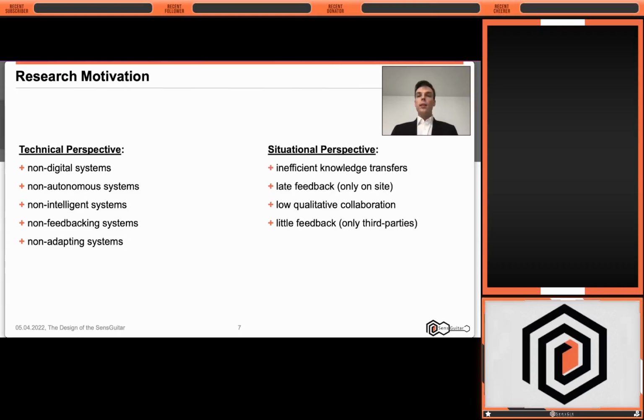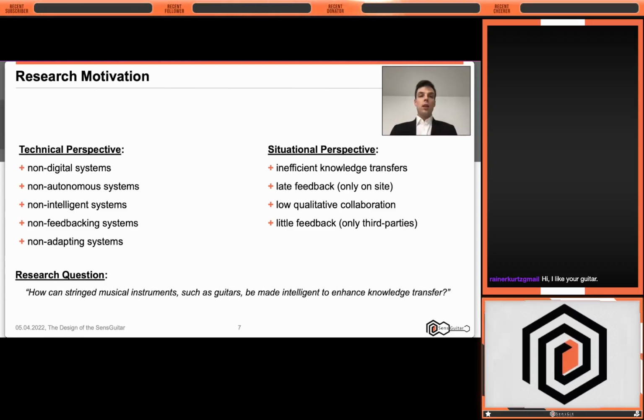Further, we have detailed the situational perspective on guitars. These realize inefficient knowledge transfers. Only late feedback is enabled by them. This feedback is only provided by third parties. Thus, low qualitative collaboration results can be expected. If you are interested in further explanations on this, please have a look at the last session.